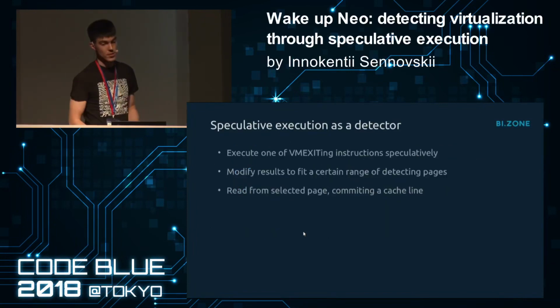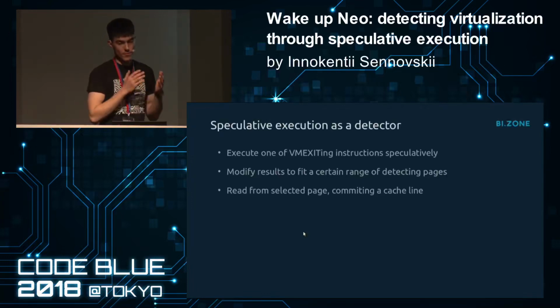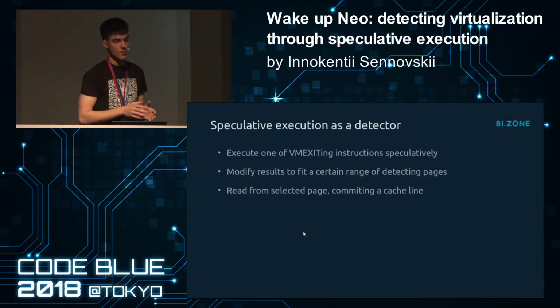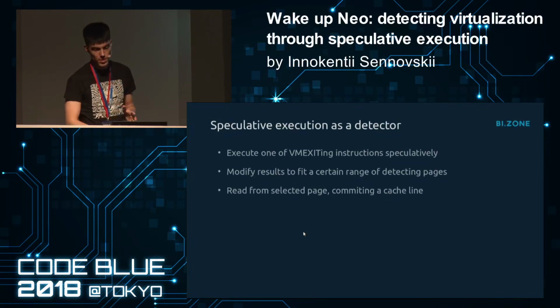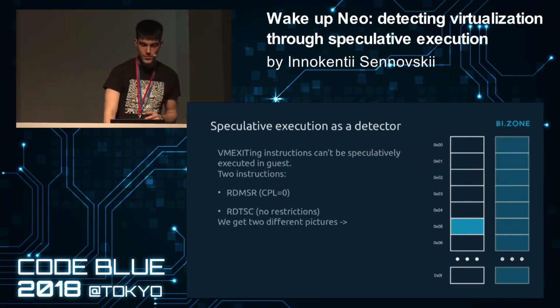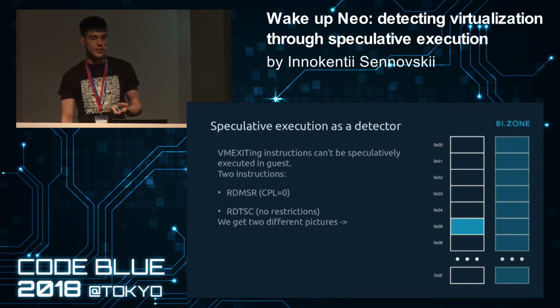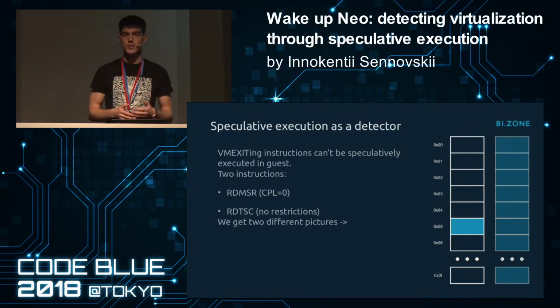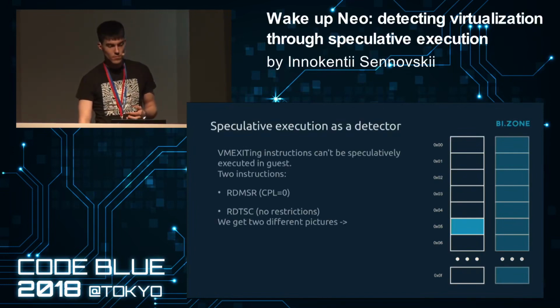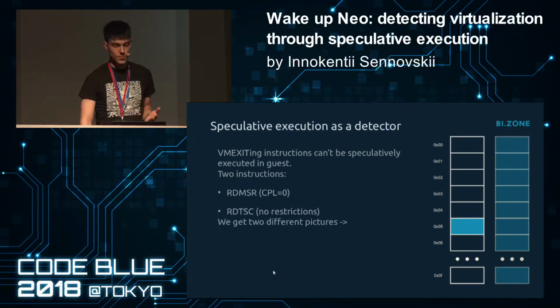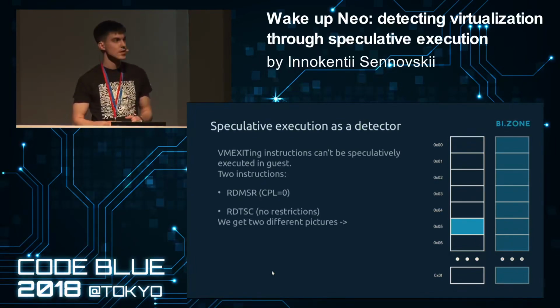So basically, we execute one of the VM exit instructions, modify the results, and read from the page. This is enough, since there are now 2 cases. If we are not executing in a virtual environment, then RDTSC will work. It will be executed speculatively. There are no problems. And if we're executed in a virtual environment, then RDTSC can't be executed speculatively at all.